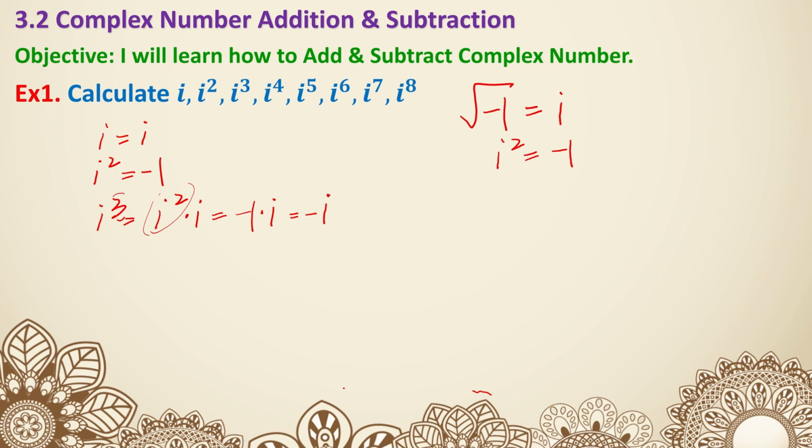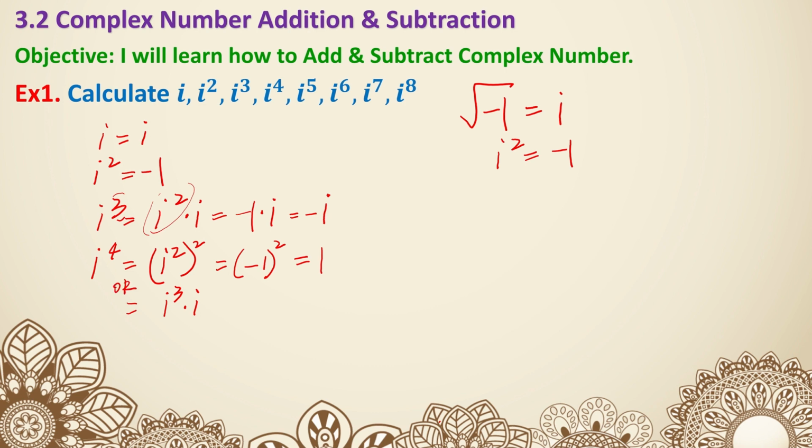Okay, seems to be still getting new answers. Doesn't seem to have a pattern yet. So let's continue. i to the 4th power. Well, this one you have 2 different ways. You can either write it as i squared and then squared, or you can do i to the 3rd power times an extra i. Let's say you did the first way, then i squared is -1, and when you square it, that is a 1.